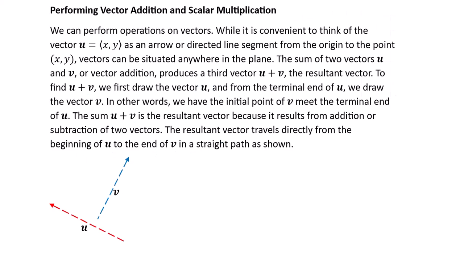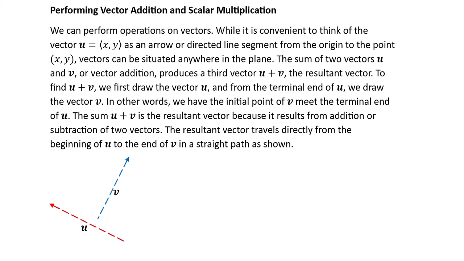Performing vector addition and scalar multiplication. We can perform operations on vectors. While it is convenient to think of the vector u as an arrow or directed line segment from the origin to the point (x, y), vectors can be situated anywhere in the plane. The sum of two vectors u and v, or vector addition, produces a third vector u plus v, the resultant vector.